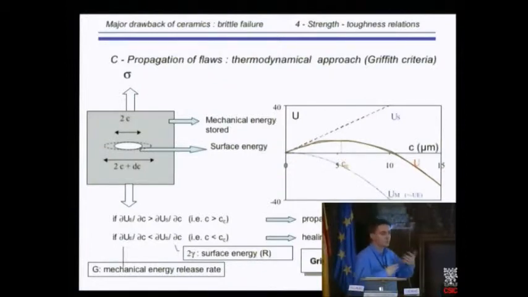So for an applied stress, a crack can heal if the crack size is below a certain value. What is important for us in practice is a crack size above this critical value, then you have crack propagation, which is beneficial for the decrease in the free energy. So what we said is that if the mechanical energy release rate is above the surface energy, creation of two surfaces, then we have crack propagation. And this is the Griffith criterion.